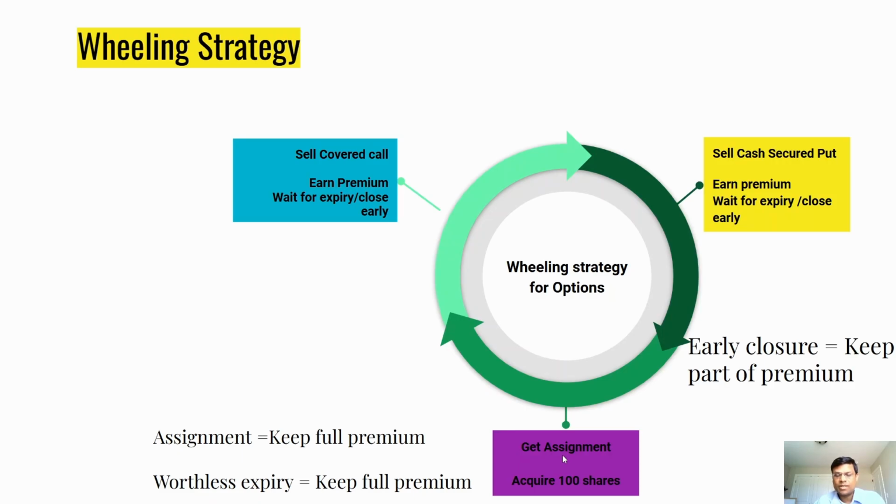The second scenario is when Palantir shares don't hit 15, and let's say they end up at 17, which means your option expires worthless and you keep the full premium. So in both these cases, you keep the full premium.